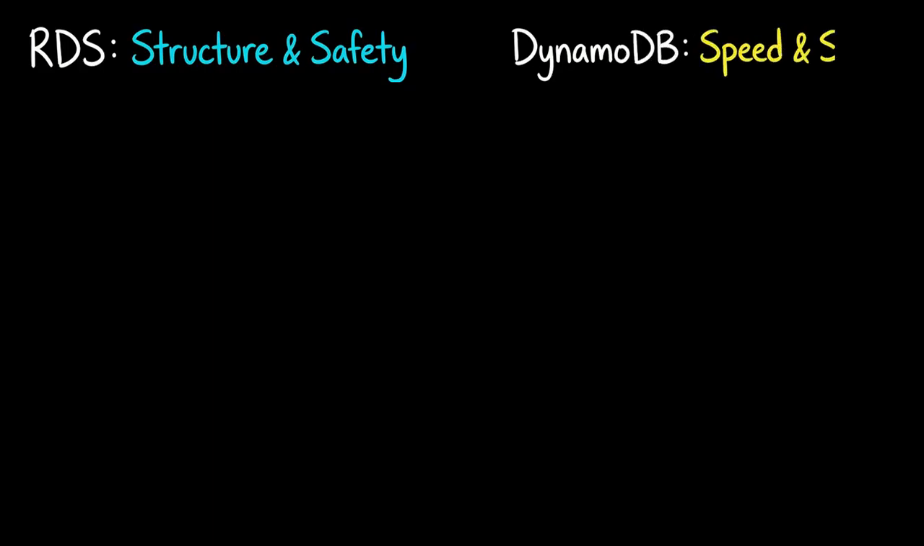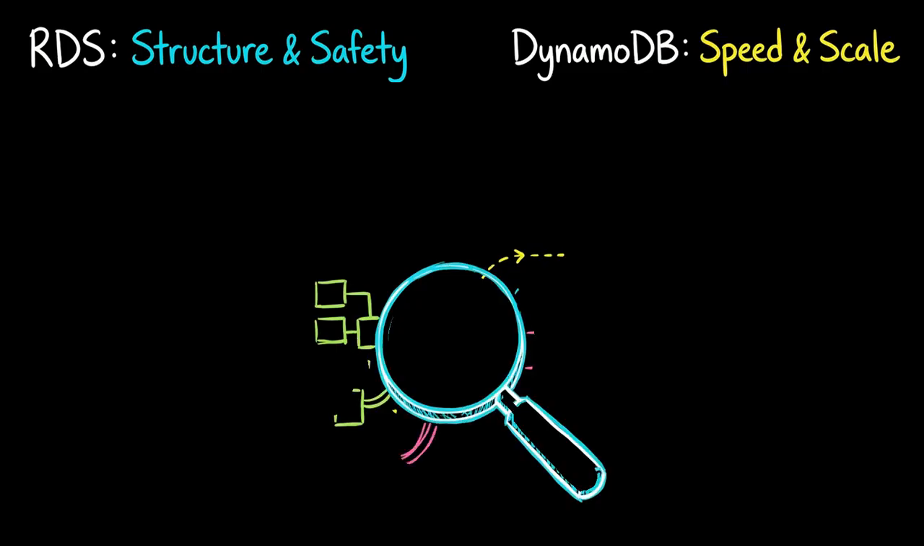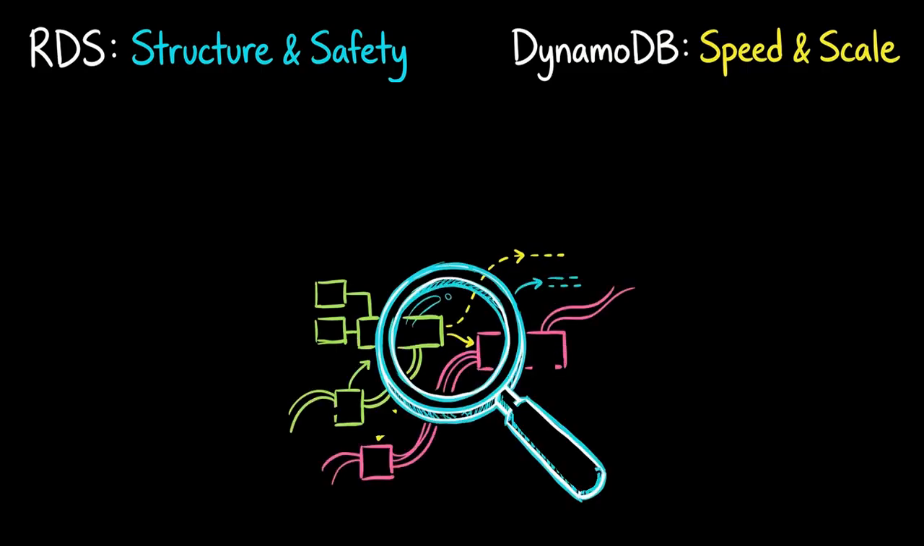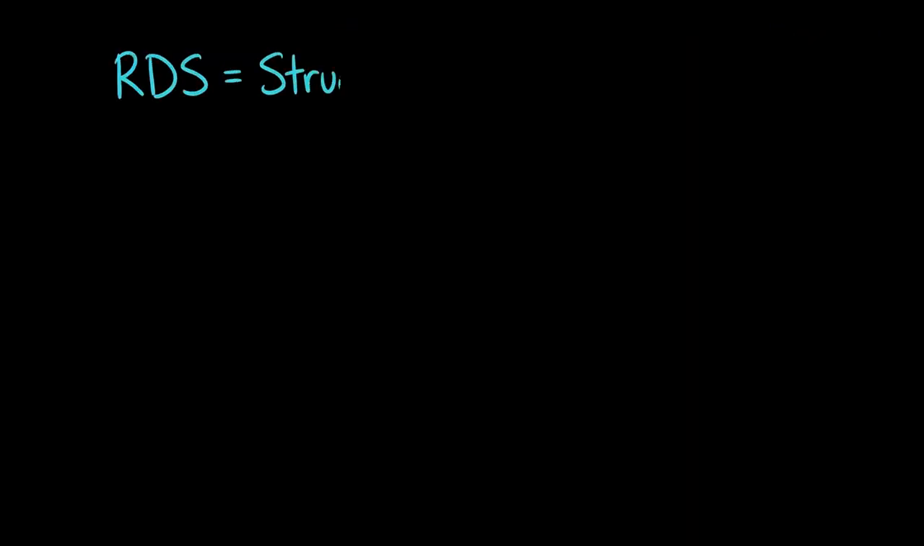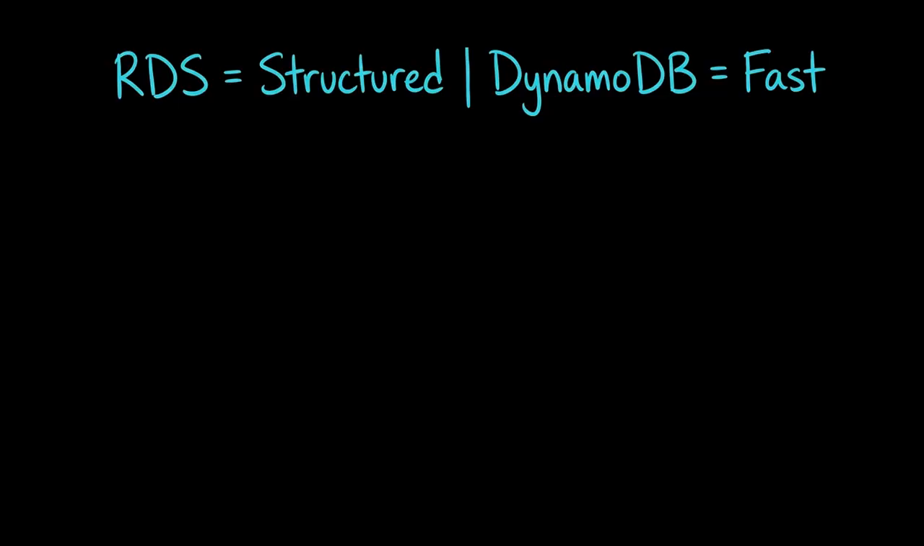So here's the big picture. RDS gives you structure, relationships, and safety for complex systems. DynamoDB gives you speed, flexibility, and virtually unlimited scale. Choosing the right one depends on how your data behaves and how your application needs to query it. RDS is structured and DynamoDB is fast.